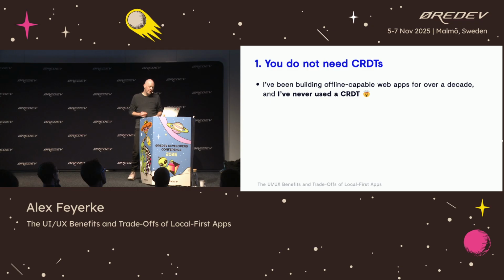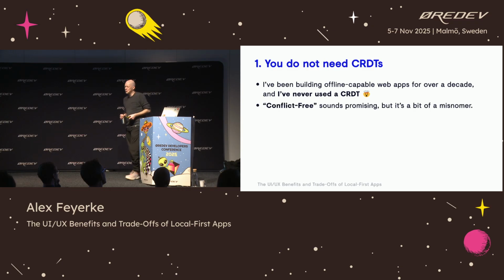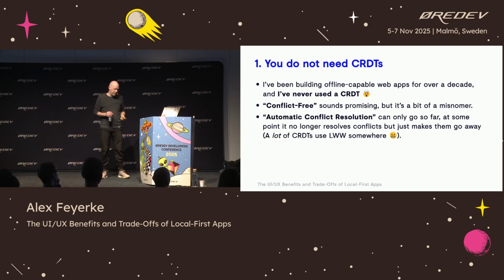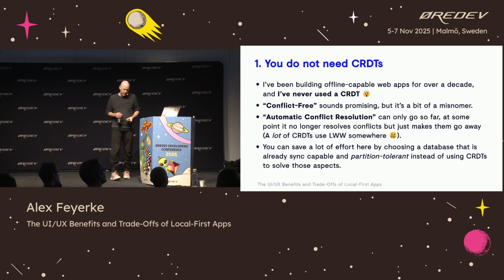I also find the name somewhat unfortunate. It overpromises a bit. It just allows you to have conflicts in the first place, and most libraries then try to do automatic conflict resolution. But as we saw, that can only go so far. At some point, it no longer resolves conflicts, it just pretends they didn't happen. And CRDTs are cool because they bring conflict handling and sync to databases that can't natively do it, right? But if there are databases that natively do it, then you can also consider using those instead and save a bunch of effort.